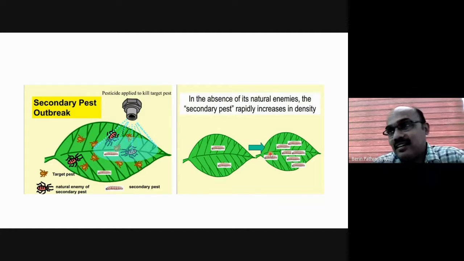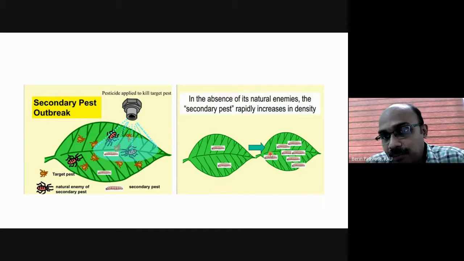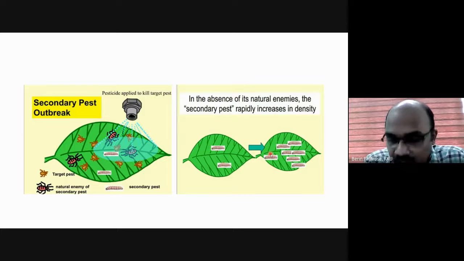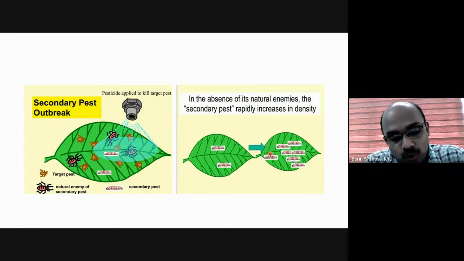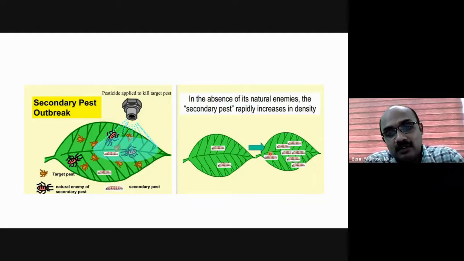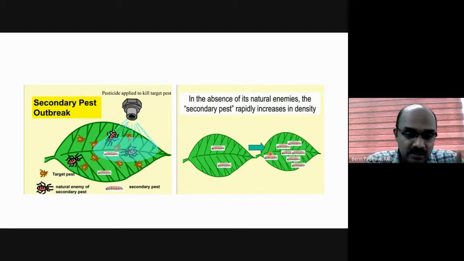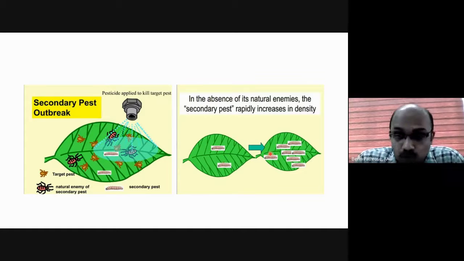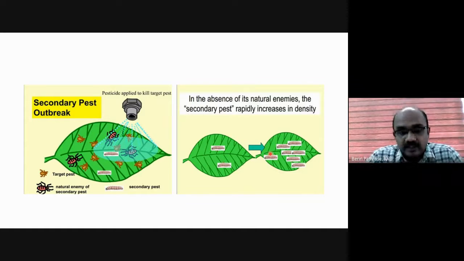This is what Safna told. Whether this should be basically with the target pest, sometimes the non-target pest, the minor pest, also can become major with the use of pesticides. Are you clear with the classification? Then I will give a few examples, some field-related examples.